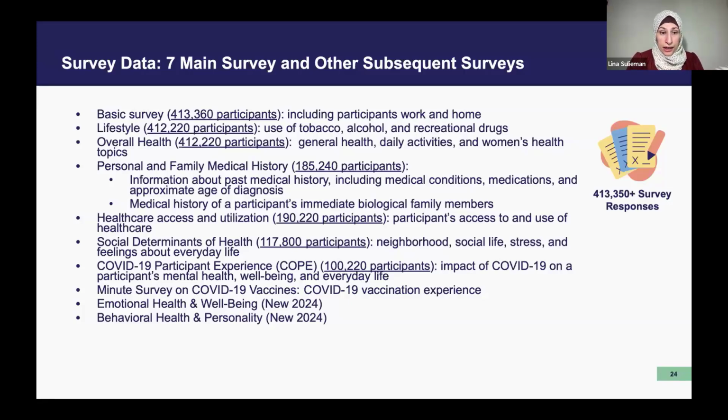Now, we have also the health access and utilization survey, where we ask the participants how frequently they visit their healthcare provider. Are they visiting their healthcare provider? When was the last time they went? We also ask the participants about the socioeconomic factor survey. For example, we ask about their neighborhood. Is their neighborhood walkable? Can they access public transportation? We ask about their social life too.